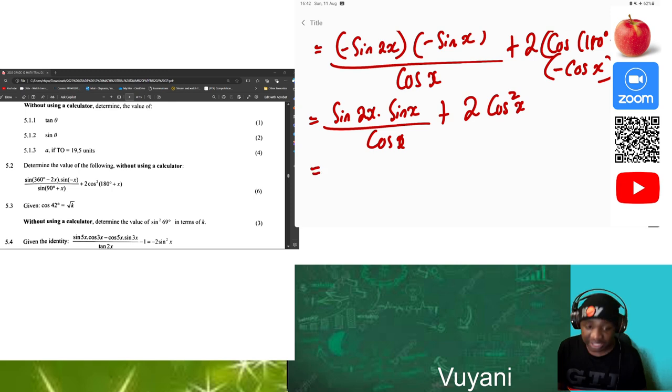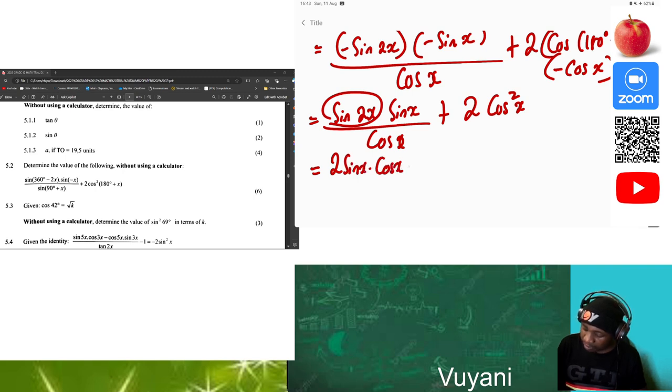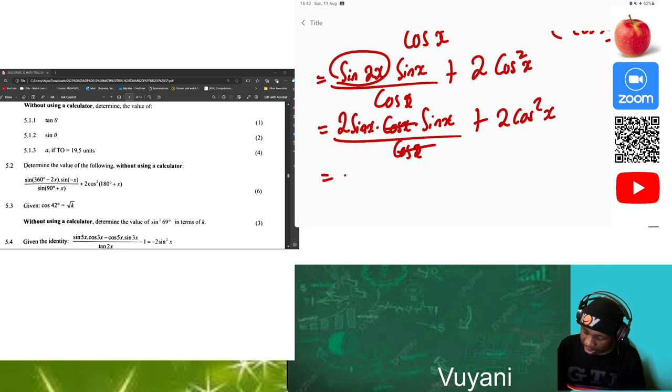Now we know something which is nice and easy, that sine 2x is a double angle, and since it's a double angle, we know that that's the same as 2 sine of x times cos of x, times now that sine of x which we have here, divided by cos of x, plus 2 cos squared of x. This and this will cancel. Sine x and sine x will multiply each other. That will be 2 sine squared of x plus 2 cos squared of x.